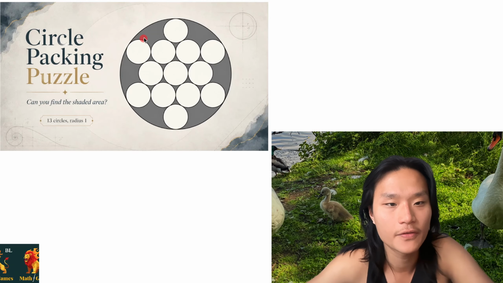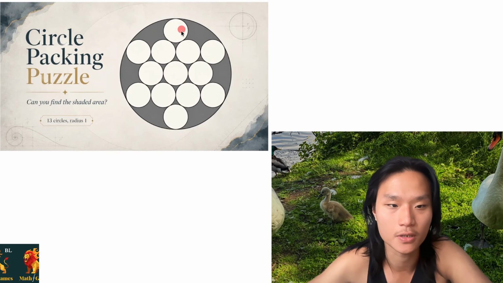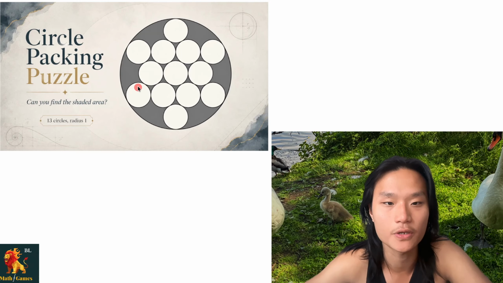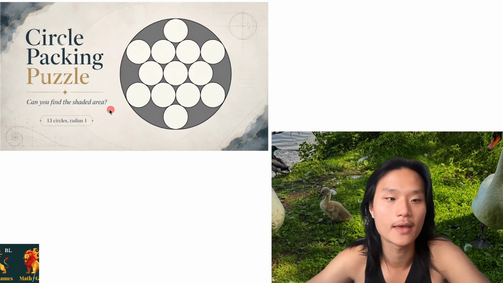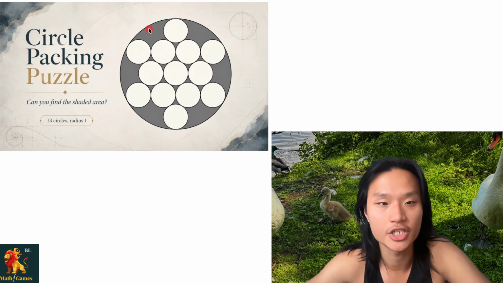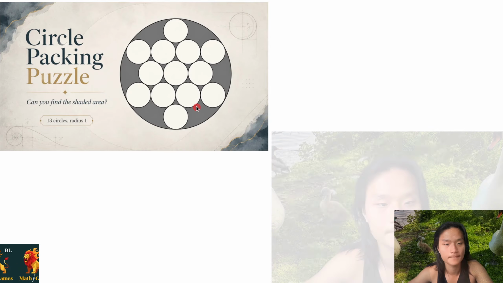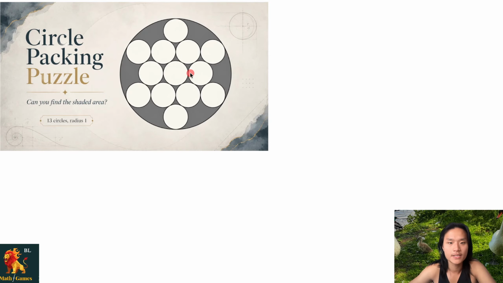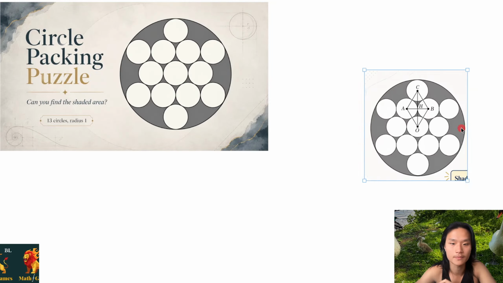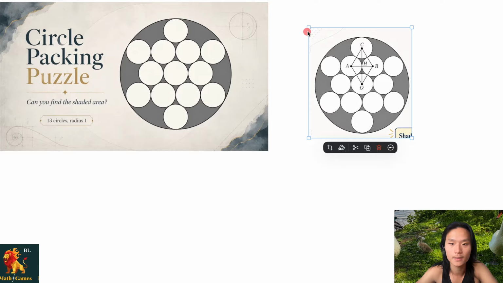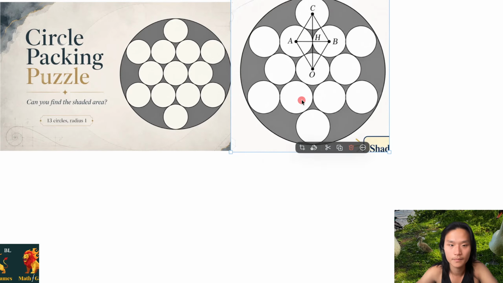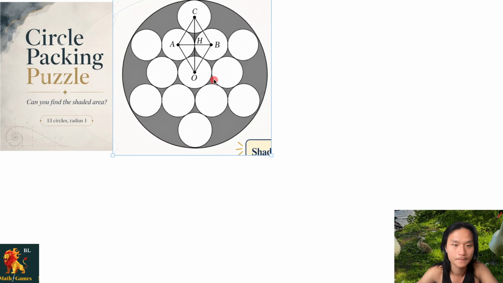So there are 13 small circles inside one big circle, and each of these 13 small circles has radius 1. And we want to find the shaded area. So let's do this, and I'll use the following diagram to solve this problem. Let me put it here. Let me drag it so that it's bigger.